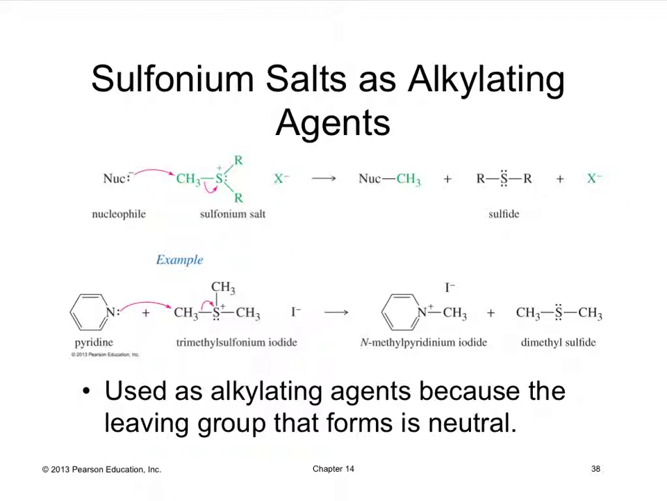So as an example, here's pyridine. Pyridine is your nucleophile. It will take off that methyl group from this trimethylsulfonium iodide, quenching that to form the dimethyl sulfide and the N-methylpyridinium iodide. So you can use these sulfonium salts as alkylating reagents because the leaving group that is formed is going to be neutral.